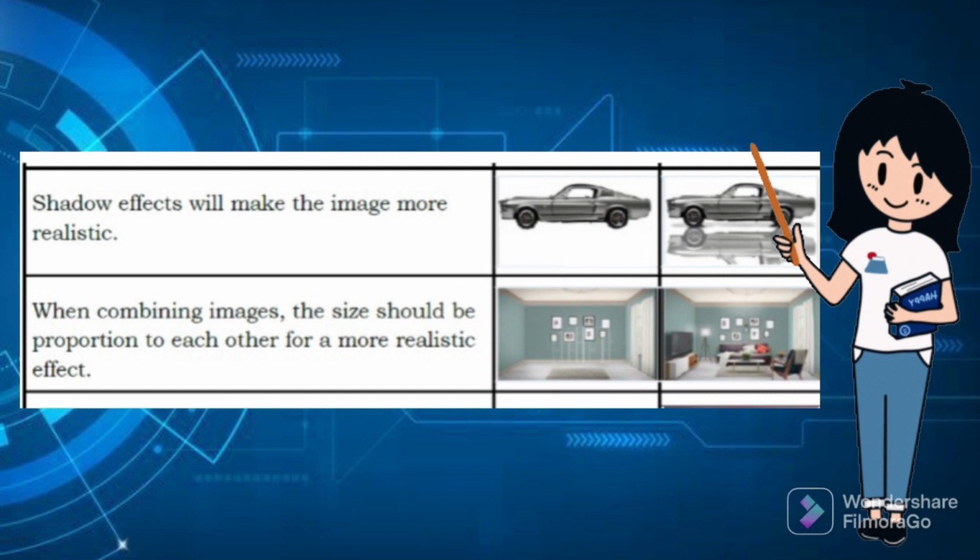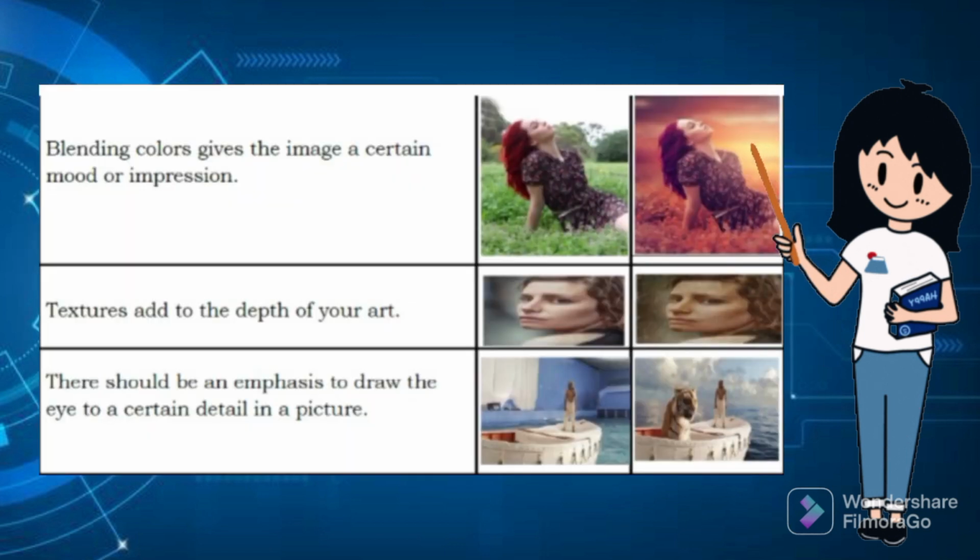When combining images, the size should be proportioned to each other for a more realistic effect. Blending colors gives the image a certain mood or impression. Textures add to the depth of your art, and lastly, there should be an emphasis to draw the eye to a certain detail in a picture.